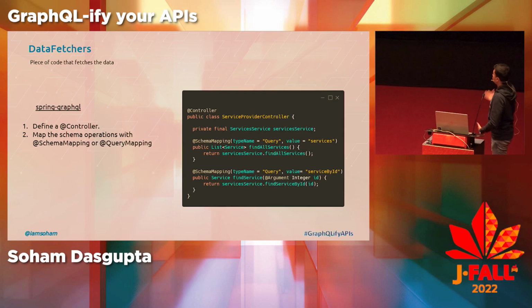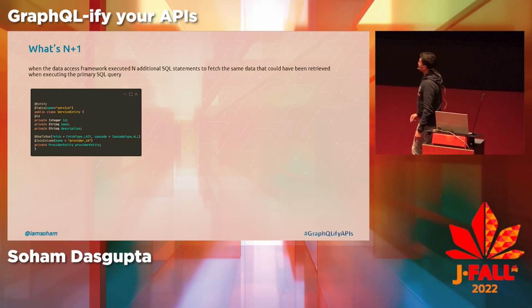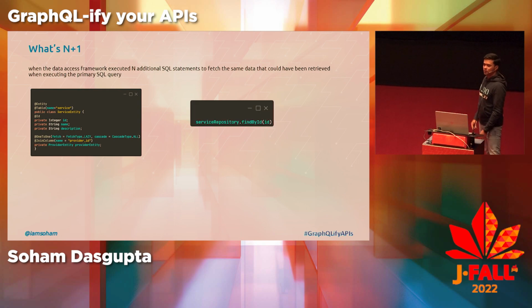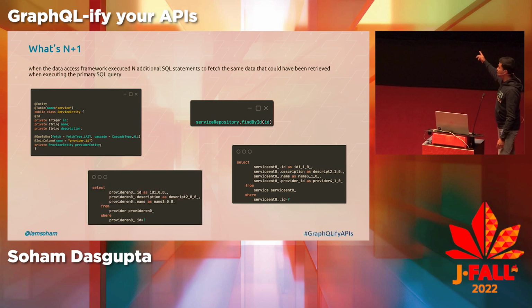Spring GraphQL schema mapping. N+1. We all know these kinds of entities where we define a one-to-many or many-to-one relationship. Then you query find by ID. You would expect a query like this. But if you're not careful enough, you get a query like that as well. And that is 1 + 1, and hence the name N+1.